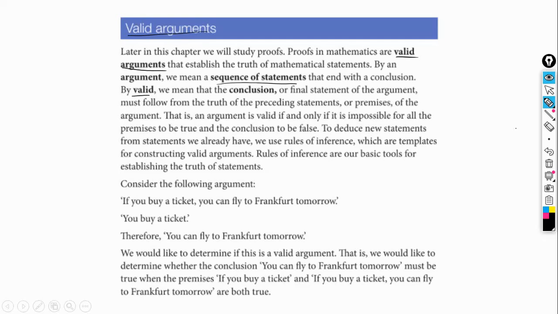To deduce new statements from statements we already have, we use rules of inference, which are templates for constructing valid arguments. Rules of inference are basic tools for establishing the truth of statements. Consider the following argument. If you buy a ticket, you can fly to Frankfurt tomorrow. You buy a ticket, therefore, you can fly to Frankfurt tomorrow. We would like to determine if this is a valid argument. That is, we would like to determine whether the conclusion, you can fly to Frankfurt tomorrow, must be true when the premises, you buy a ticket, and if you buy a ticket, you can fly to Frankfurt tomorrow, are both true.